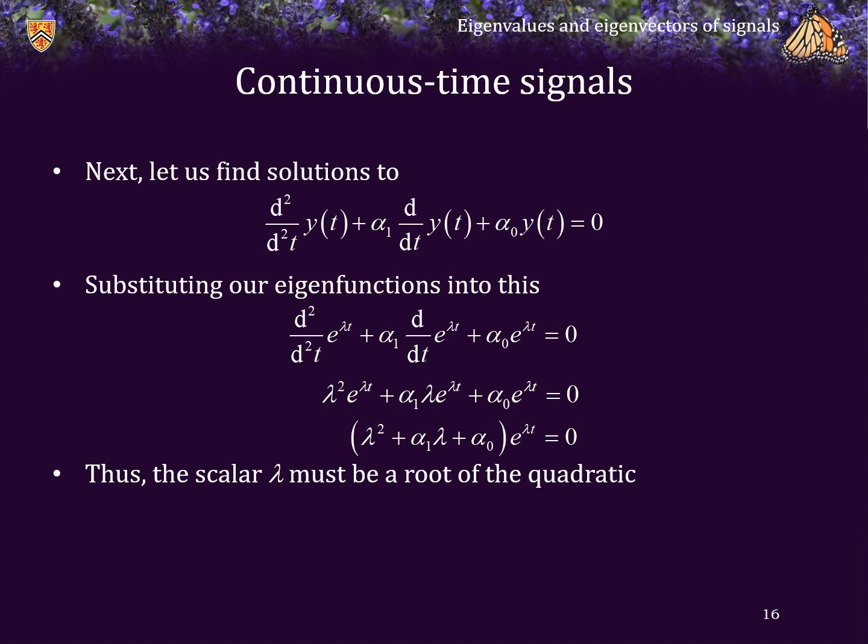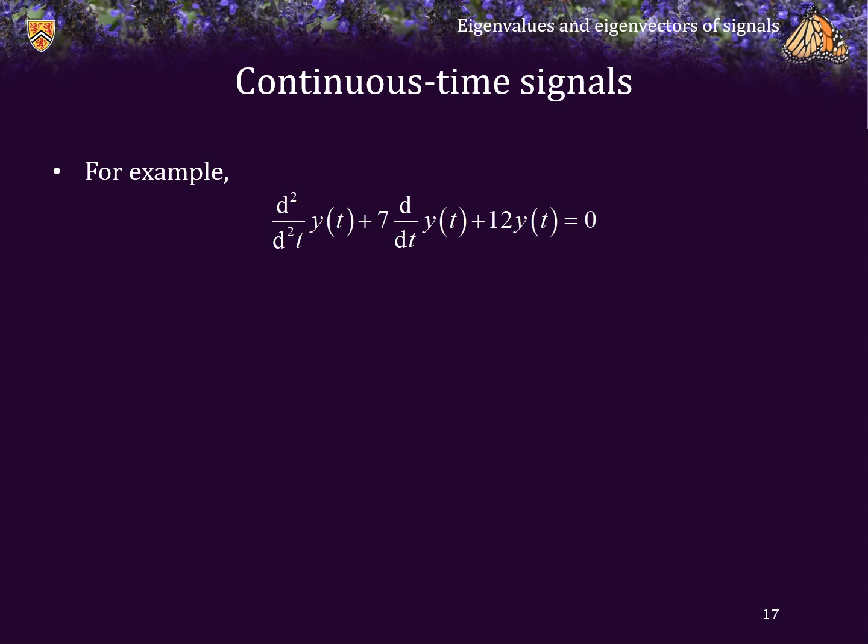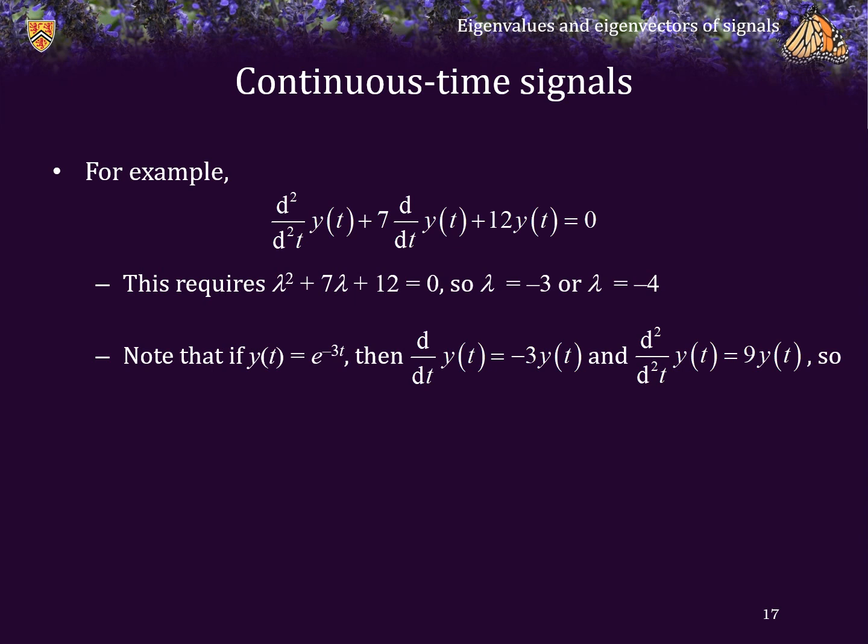Let's look at an example. For example, consider this equation. So now alpha 1 is equal to 7, alpha naught is equal to 12. Well, for e to the lambda t to work, lambda must satisfy lambda squared plus 7 lambda plus 12 is equal to 0, so lambda must be either negative 3 or negative 4. Let's try e to the negative 3t. So the derivative of e to the negative 3t is just negative 3 times that function, and the second derivative is just 9 times that function.